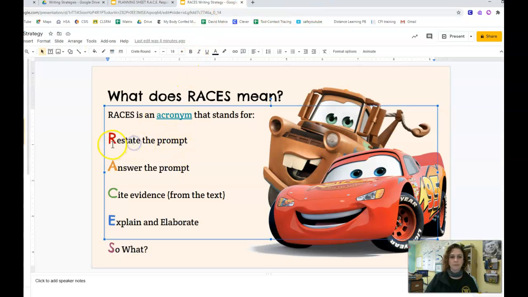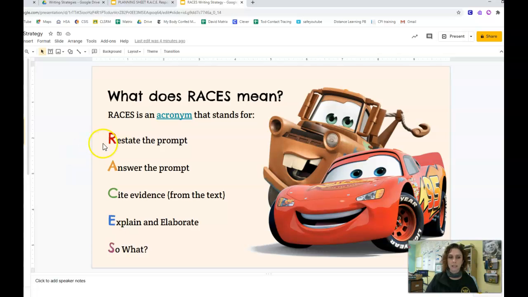So RACES is an acronym. It helps you remember to do the following things. 1, R, restate the prompt or question. I'm using the word prompt because it won't always be phrased as a question, even though it's kind of a question. 2, A, answer the prompt. C, cite evidence. In the case of this class, usually it will be evidence from a text. But any kind of evidence will do. But in here, usually it's evidence from a text. E, explain and elaborate. S means so what? Okay.